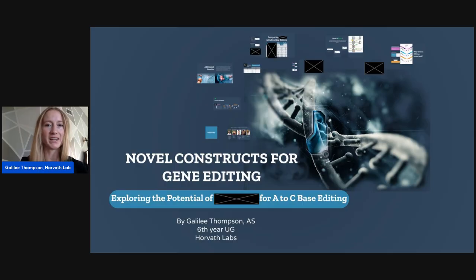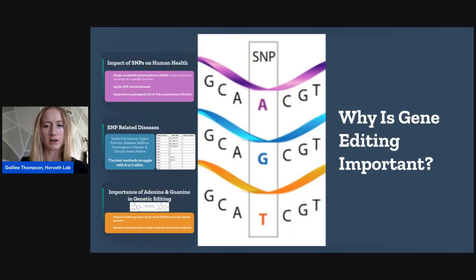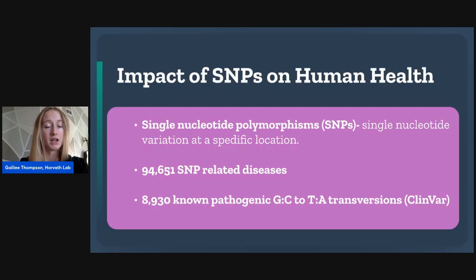So today I get to talk to you about novel constructs for gene editing. So first, I'd like to start off with why is gene editing important? A good place to start is with SNPs. Now, what is a SNP? Well, a SNP is a single nucleotide polymorphism, where a single base changes at a very specific location in a DNA sequence.